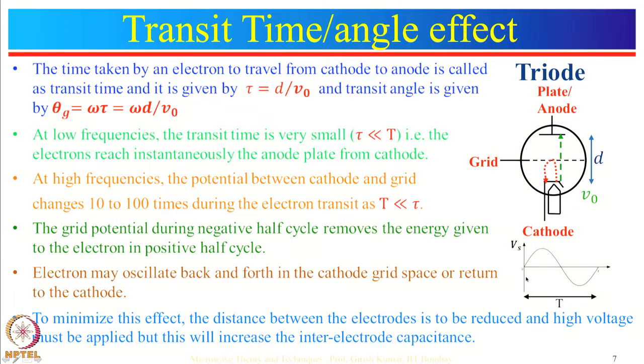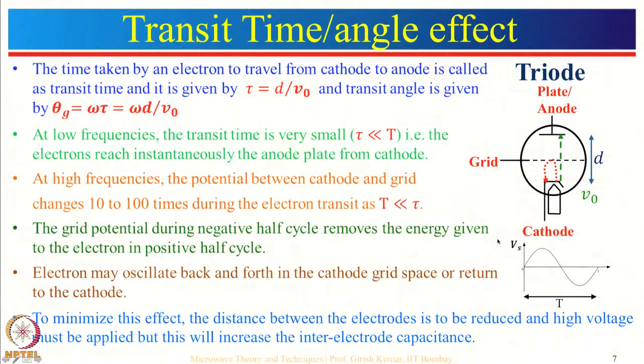So, as soon as electrons get potential energy in the positive half cycle of the input, they start moving towards the anode, but before they could reach the anode, the input changes from positive to negative, and in the negative half cycle that energy will be taken back and the electron will be attracted towards the cathode, and the electron will move something like this, shown by the red line. Now, again the positive half cycle comes and the electron will move towards the anode, and then again the negative half cycle. Like this the process goes on, and because of this process the electron may oscillate back and forth in the cathode grid space or return back to the cathode.